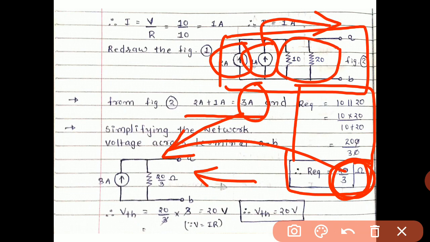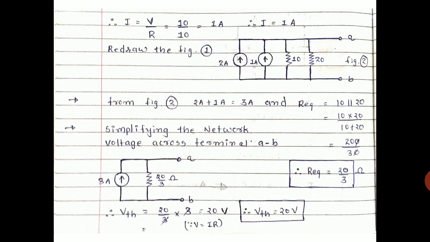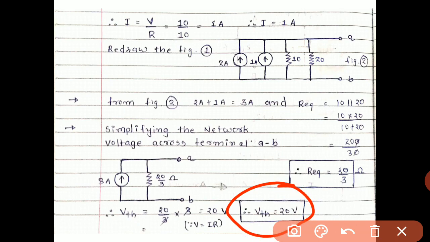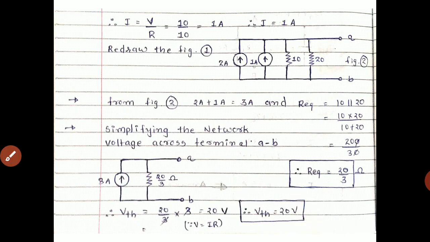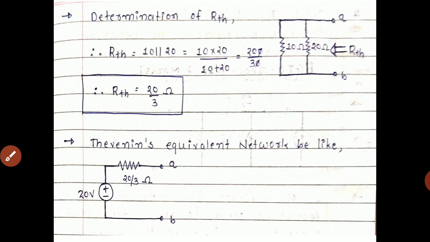So VTH equals 20 volt. So the open circuit voltage VTH we get over here is 20 volt. So we have VTH, but RTH remains. To find the RTH from the main figure, we suppress the voltage source by short circuiting it.